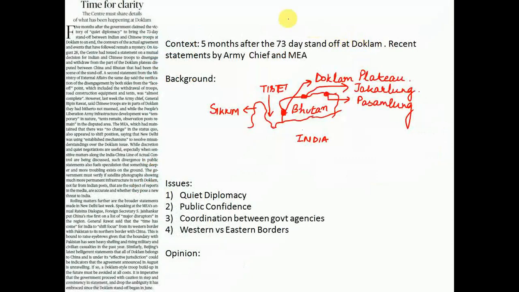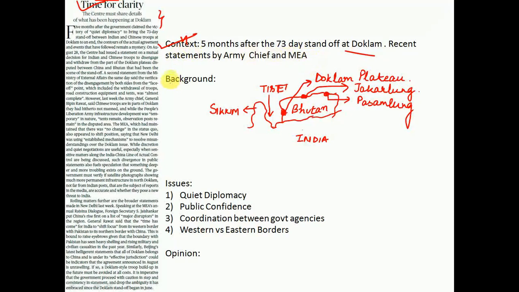Now coming to the next article, Time for Clarity. The opinion is that the Centre must share details of what has been happening at Doklam. The context of the article is that it has been 5 months after the 73-day standoff at Doklam, and recently there have been statements by the Army Chief and the Ministry of External Affairs which reflect that all is not well in Doklam.